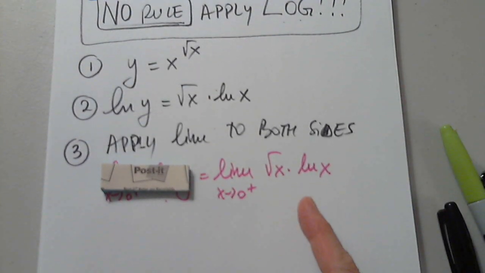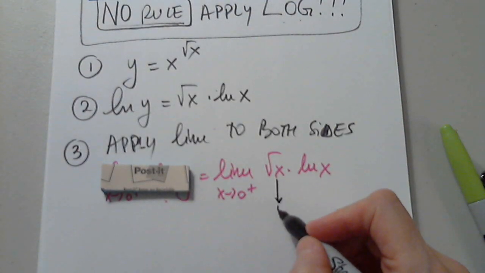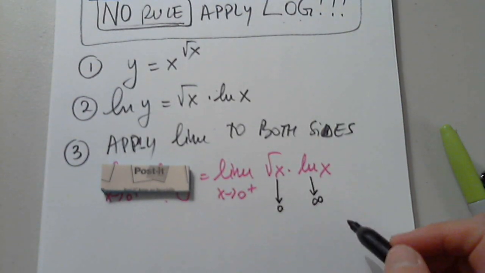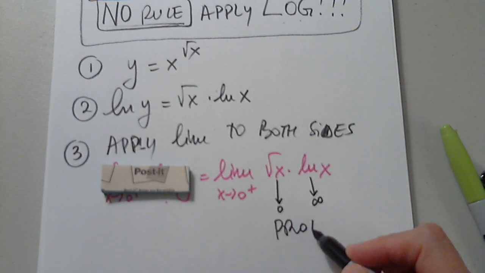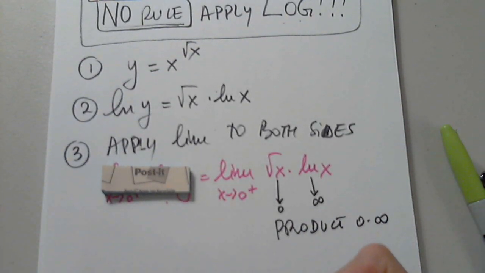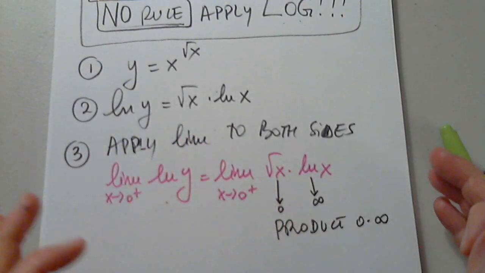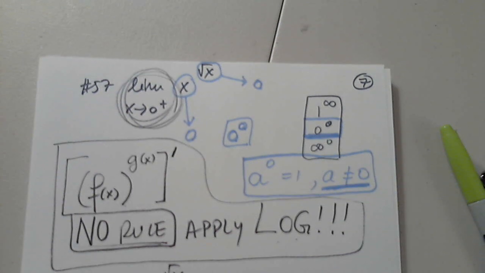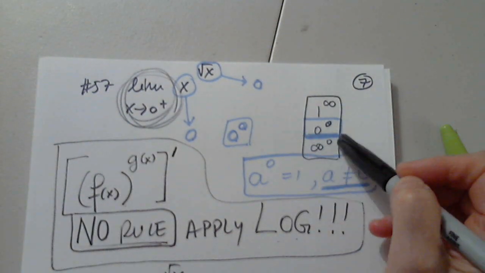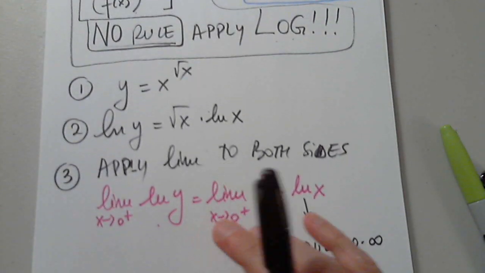When I find this limit, I realize that this approaches 0 and this approaches infinity. Nice! Product. 0 times infinity. So what did I accomplish? You can say not much. Well, I'm on the way. I changed these difficult situations for now into this one.